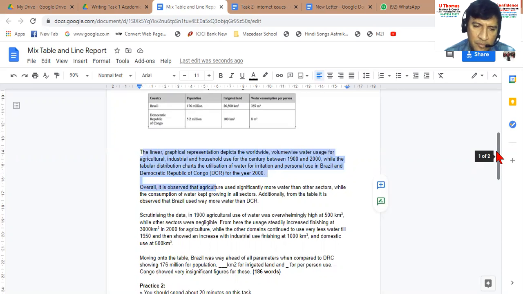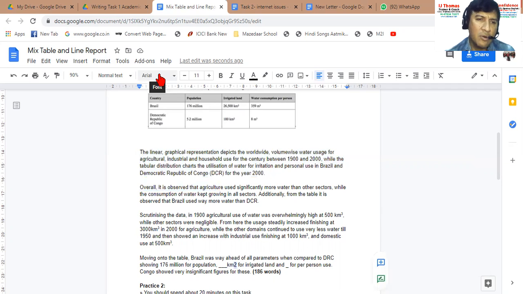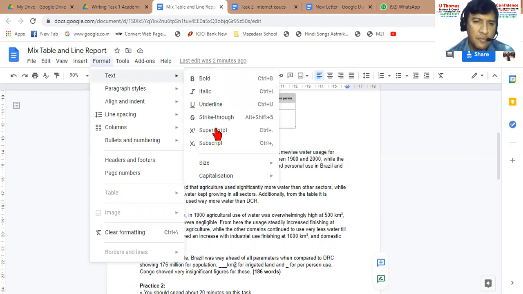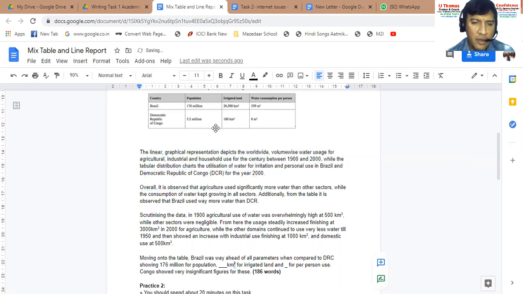359 for personal use. And see how I told about Congo? Did I say Congo has this and that? What did I say about Congo? Congo showed very insignificant figures for this. Congo has 5.2 million. Congo was irrigating 100 square kilometers. I just said it was very low. So we just write that major.